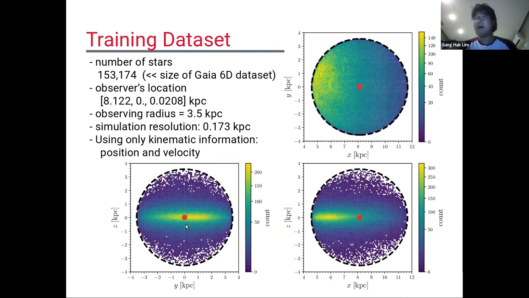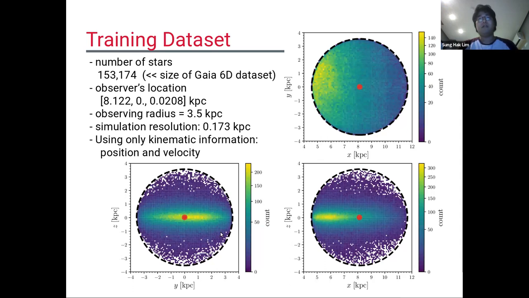So this is the red dot. Rather, that is the solar location, which is x equals 0.122, y equals 0, z equals 0.0208 kiloparsec. And we just grab stars within a radius of 3.5. And this is just the 2D marginal distribution of the stars.